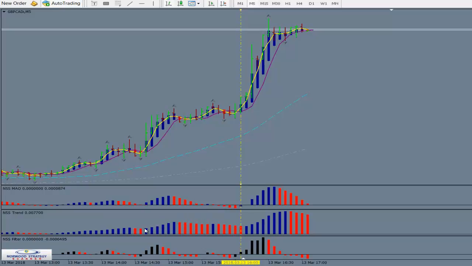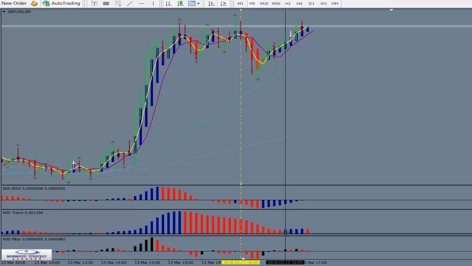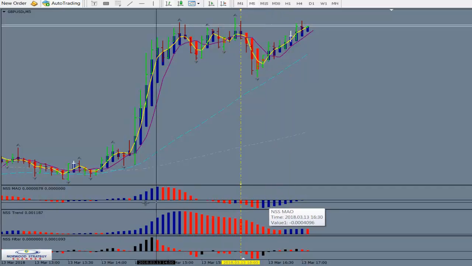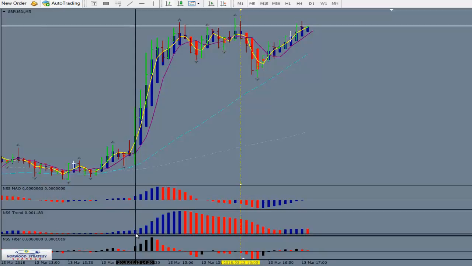Here's a saddle buy and saddle buy right here. That's a saddle buy. But there's nothing over here on this side. There's a saddle buy right there. The indicator is not showing a saddle buy on both of them.